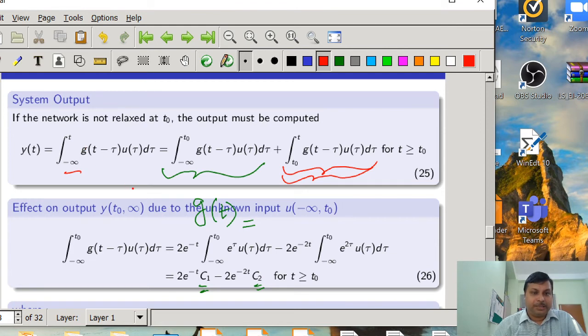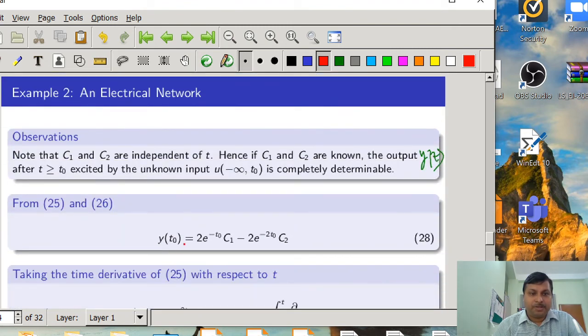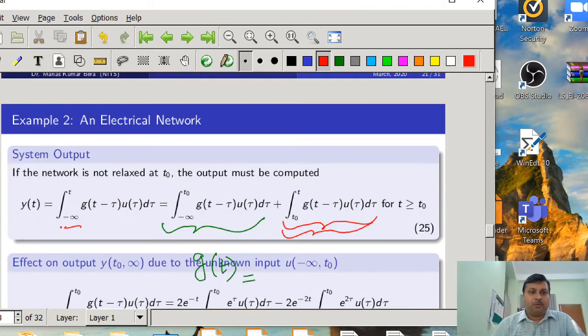So now that thing we have written in the next expression. So you see, we have written y of t0 is equal to 2 e to the power minus t0 c1 minus 2 e to the power minus 2t0 c2. So now we will differentiate this output once, to get one redundant equation such that we can solve for C1 and C2. So let us differentiate y of t once again.